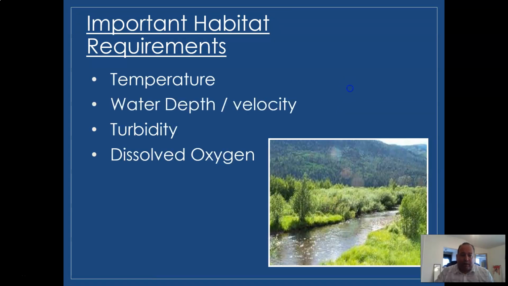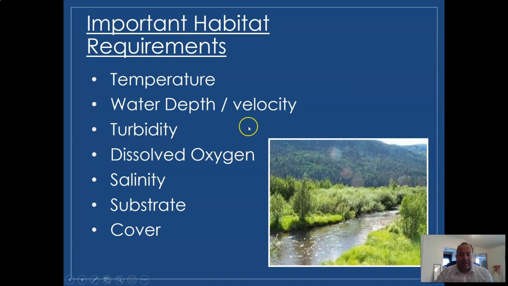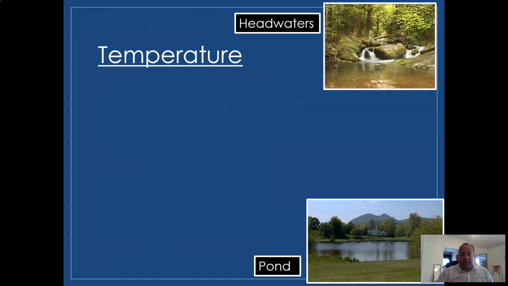And so the things that we really want to think about in terms of fish habitat: temperature, water depth and velocity, turbidity, dissolved oxygen, salinity, substrate, cover, and food supply. So if you think about the habitat, how is a fish going to be happy? It's going to need all of these different things. And so we're going to talk about all of them separately.